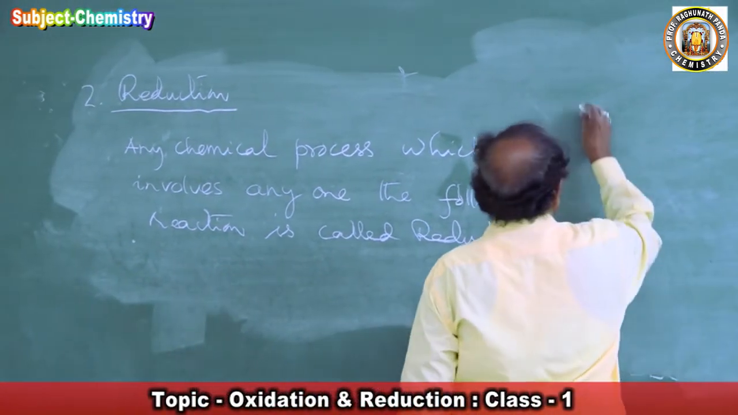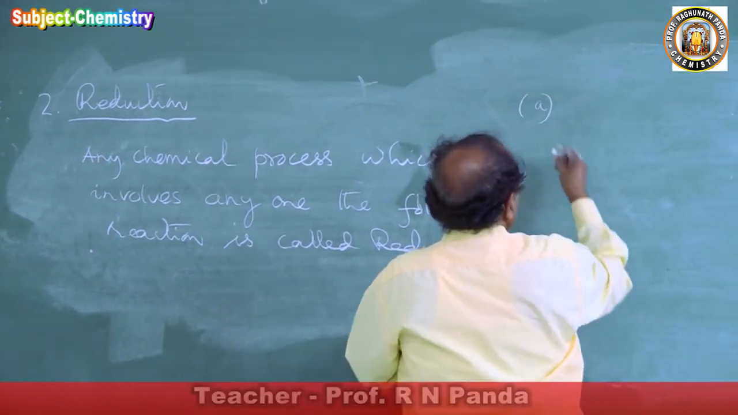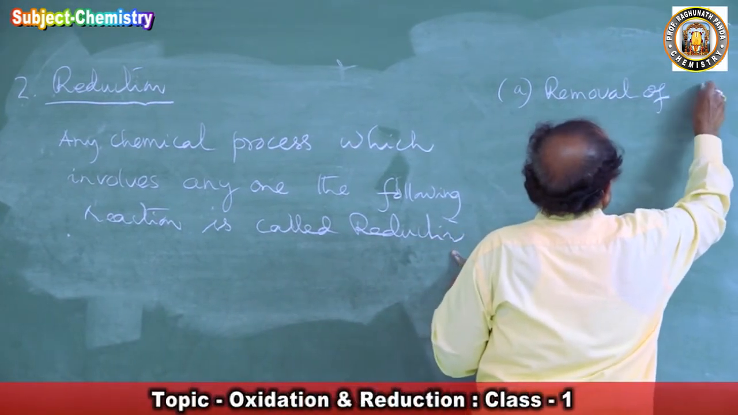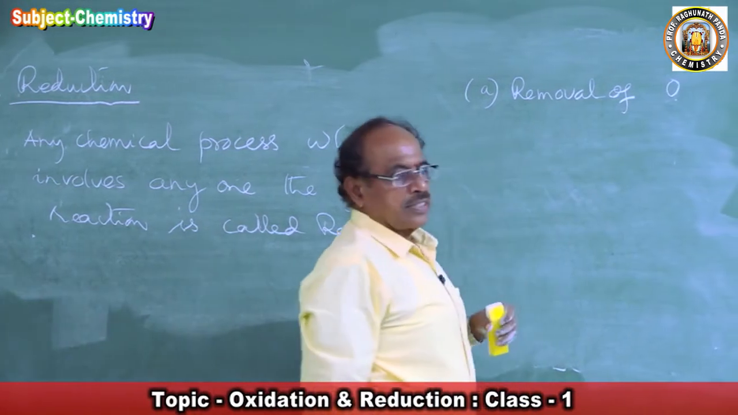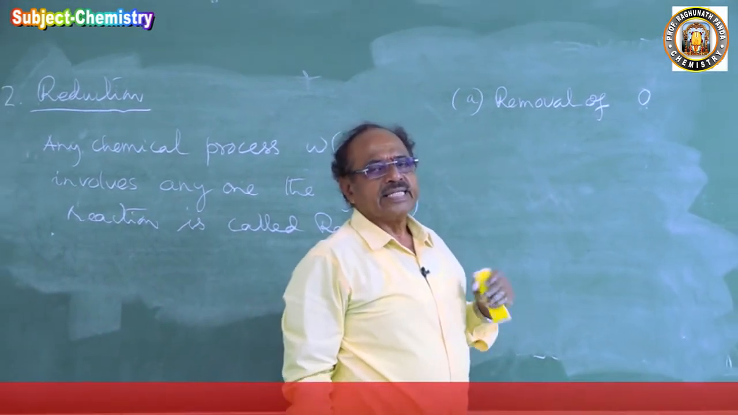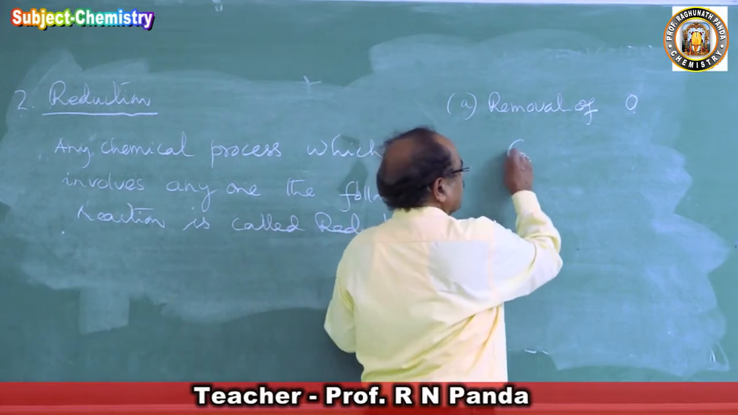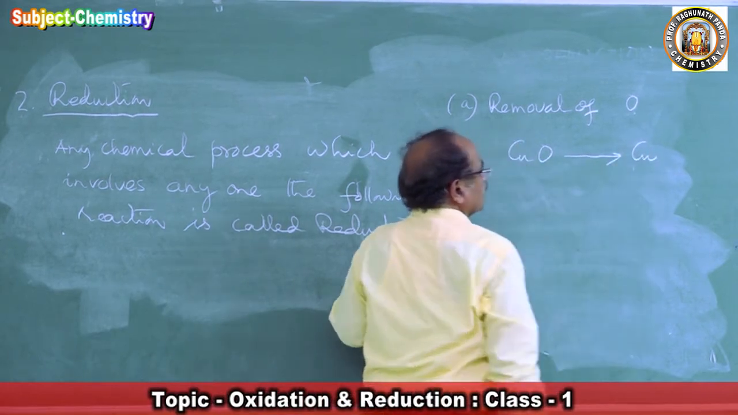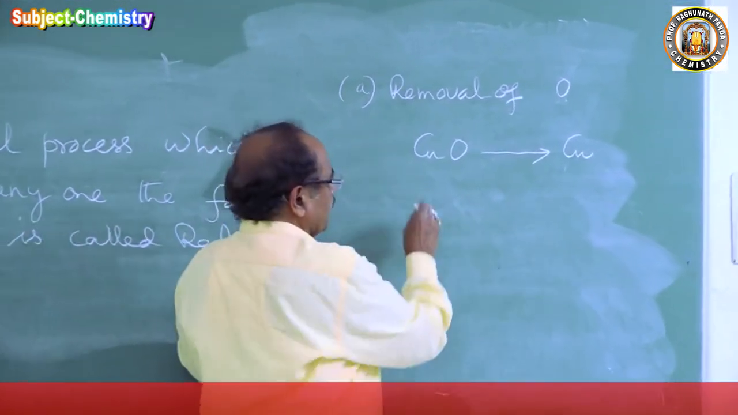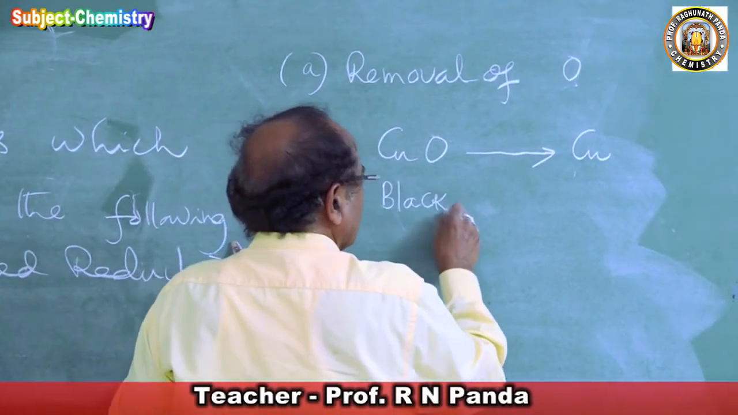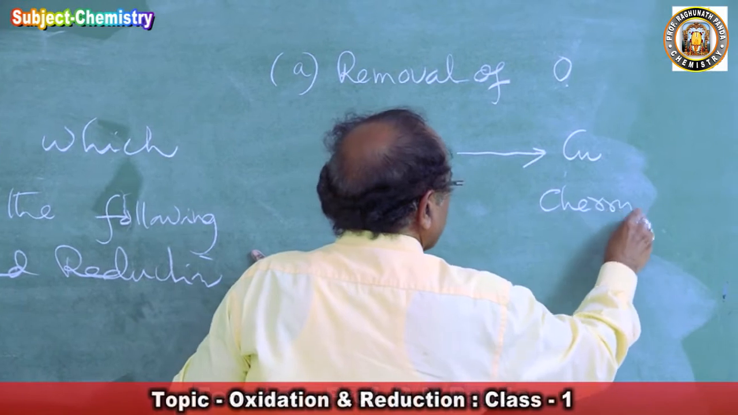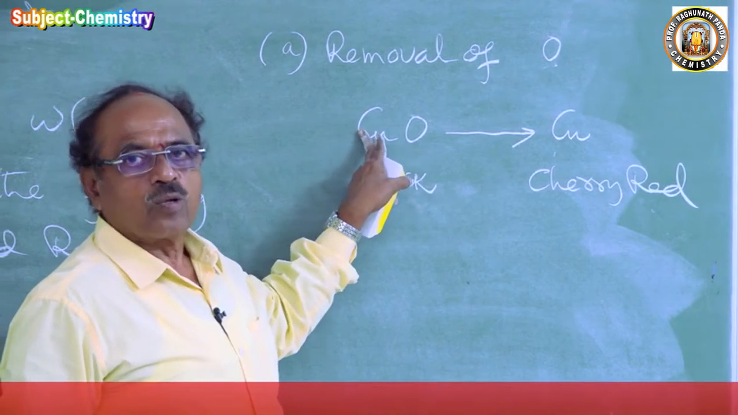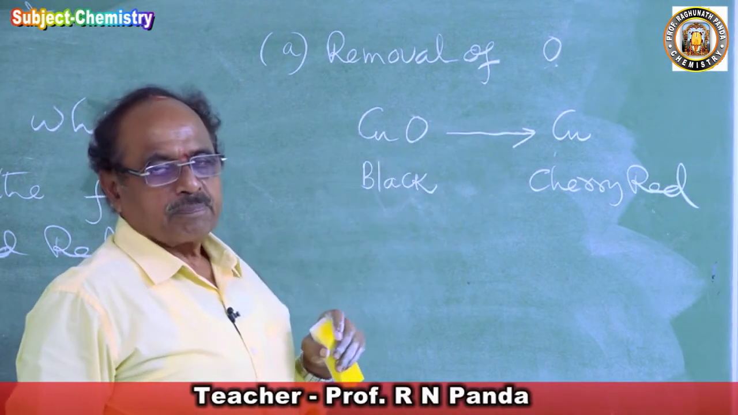But what we have done in the first, we say that addition of oxygen. So we'll say here removal of oxygen from any substance. If oxygen is removed, we say it is reduced. For example, you have cupric oxide. Cupric oxide is black and this becomes copper. The color of cupric oxide is black. The color of copper is cherry red. The moment oxygen is removed, the copper oxide loses its black color and becomes copper.